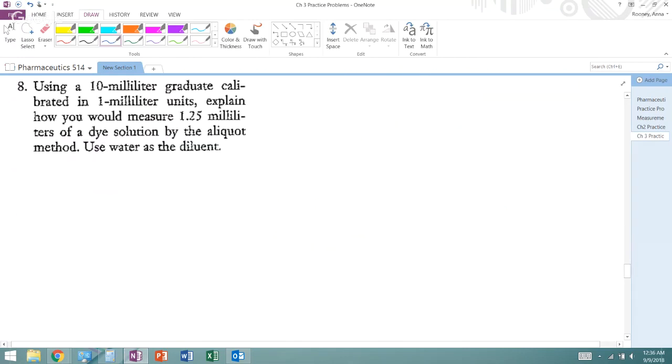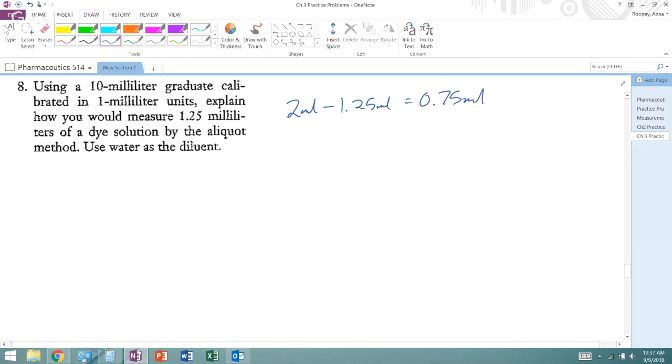Okay. Using a 10 milliliter graduated cylinder, find 1.25 milliliters of a dye by the aliquot method. Use water as diluent. So our minimum weighable quantity is 2. So 2 milliliters minus 1.25 milliliters, and then that equals 0.75 milliliter.